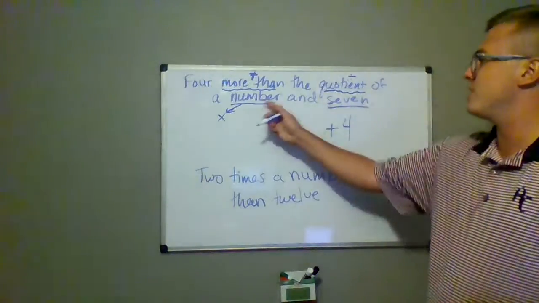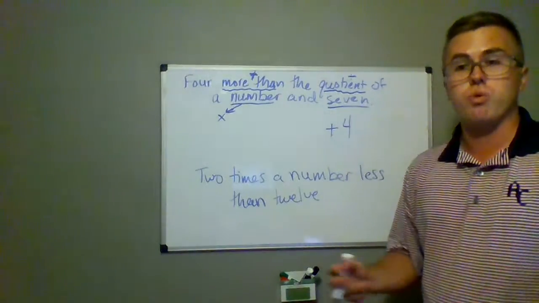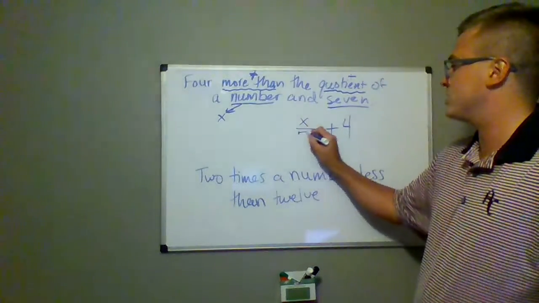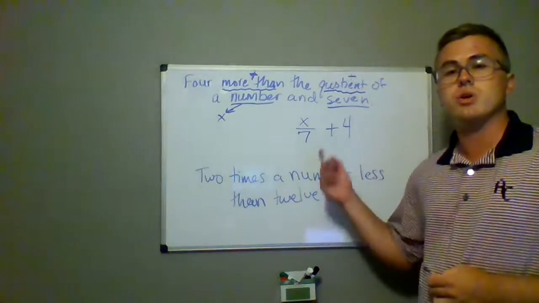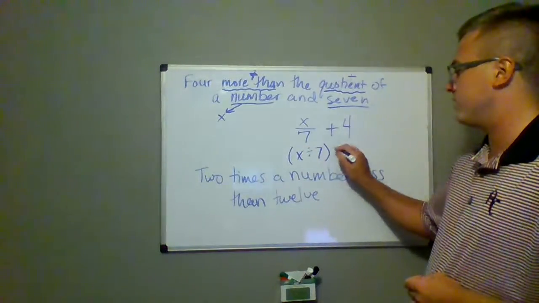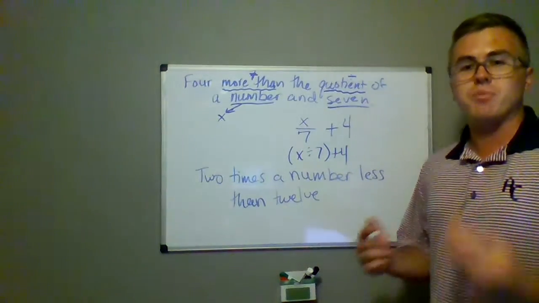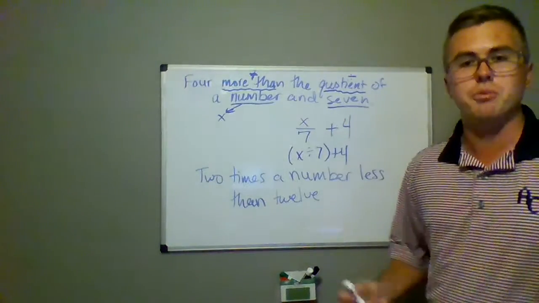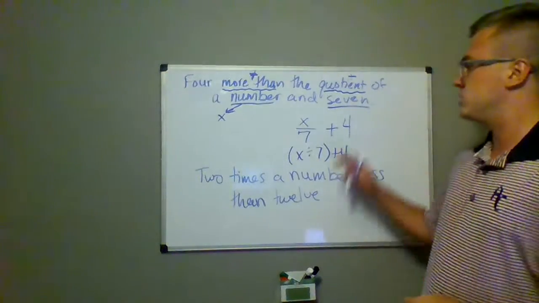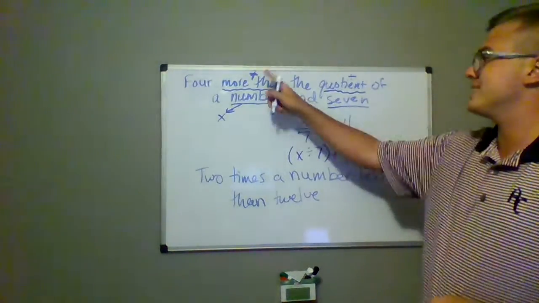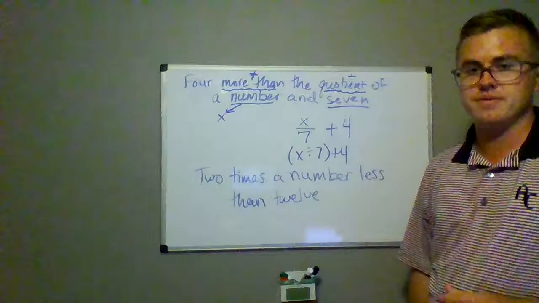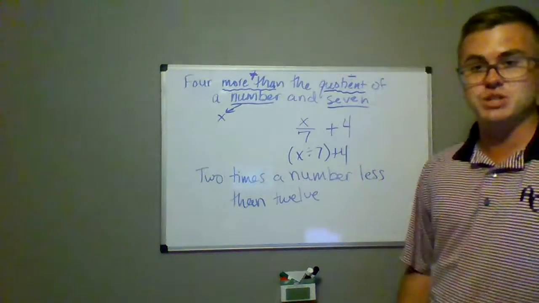So the quotient of a number and 7. Quotient meant divide. So the quotient of a number and 7 is just x divided by 7. Now you can write it like this if you want to. You can also put it in parentheses, (x divided by 7) plus 4. Mathematically speaking, this top one looks a little bit nicer and it's going to be a little bit easier to work with than this one here. So x divided by 7 plus 4 is the same thing as 4 more than the quotient of a number and 7. All right, so we're already introducing some variables.